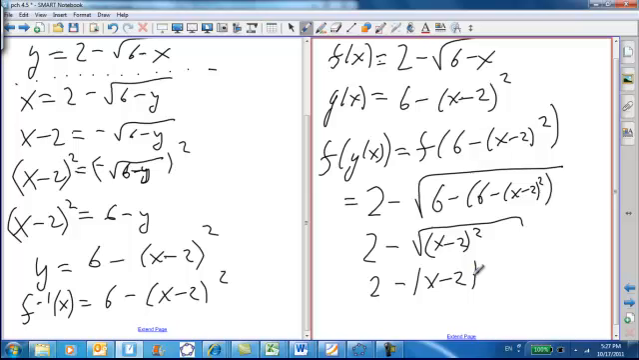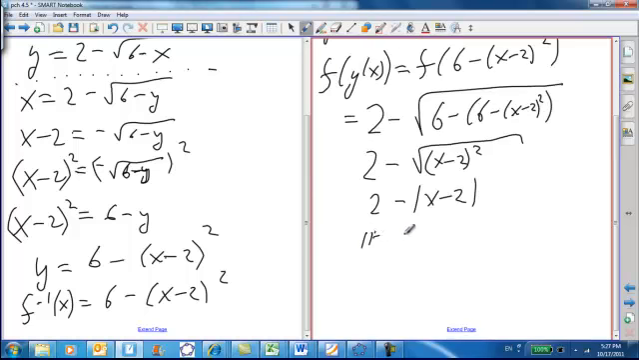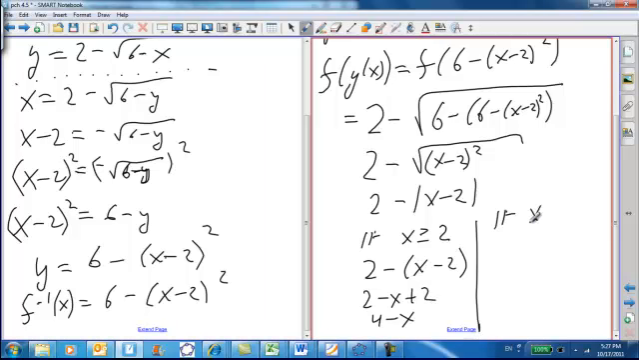Okay. If x is greater than or equal to 2, then we can ignore the absolute values. And we get 2 minus x plus 2, and we get 4 minus x. That doesn't work. If x is less than or equal to 2, then we get 2 minus x, because it would be the opposite of what it was, and we get x. So we need this restriction on our inverse function.